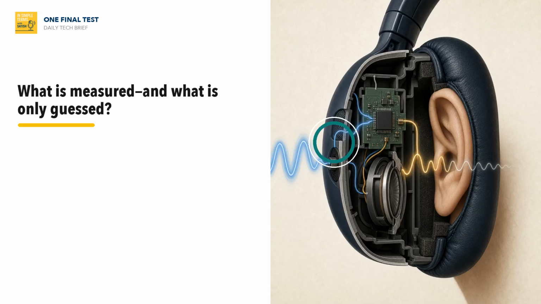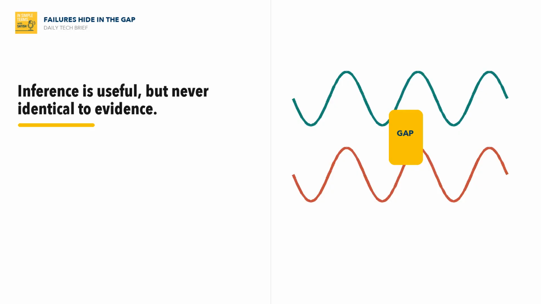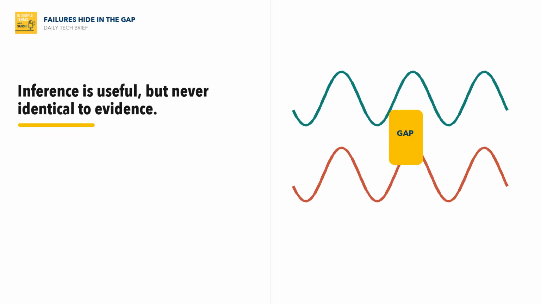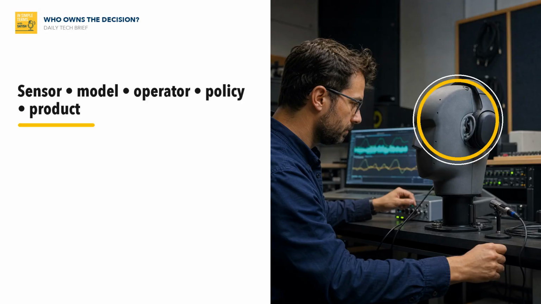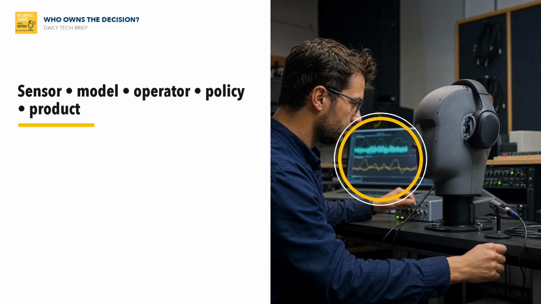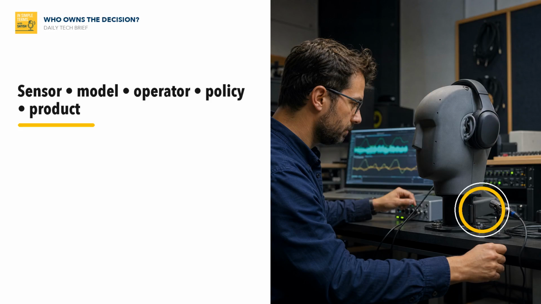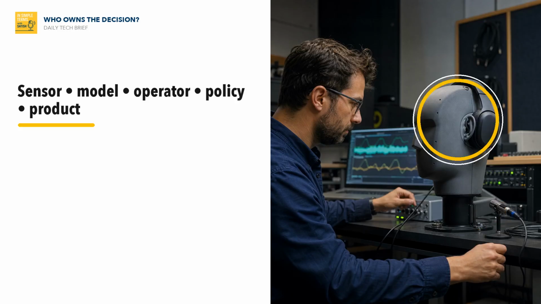A useful way to test your understanding is to ask what the system knows directly and what it only guesses. The gap between measurement and inference is where many failures hide. Another useful question is who owns the decision when something goes wrong? The model, the sensor, the operator, the policy, or the product design behind active noise cancellation in headphones.